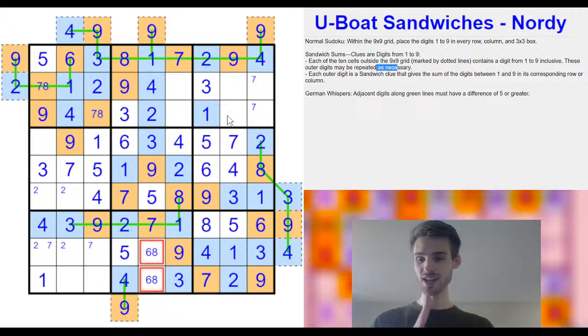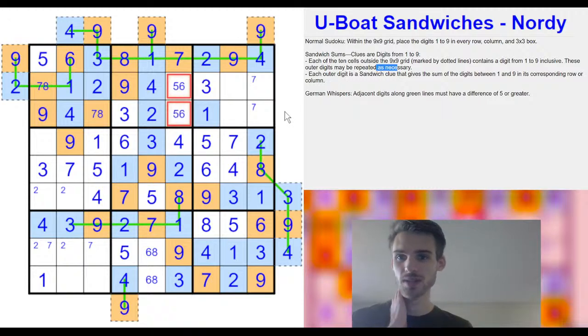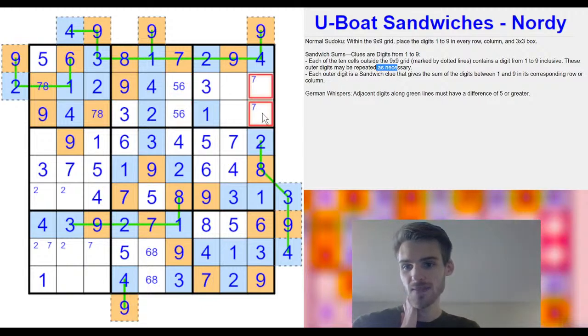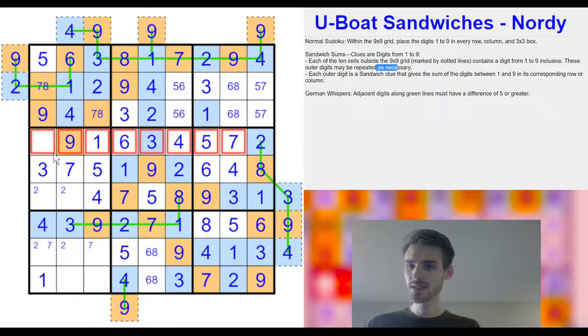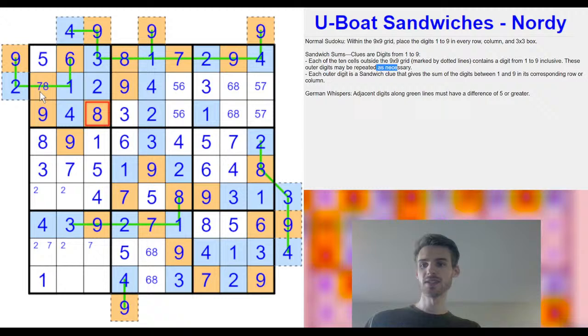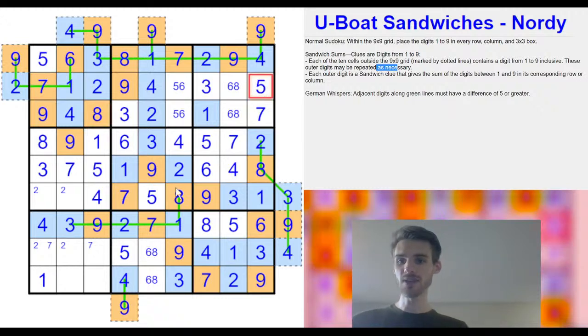It's 5. Yes, I did see that eventually. So this is 5 and 6. Not quite done with that yet. This is going to be a 7 and a 5. And this is going to be an 8 and a 6. For some reason, I was looking at this box and saying, well, we already have a 6. But no, we don't have a 6 yet, but we can place an 8 in that cell, which places the 8 and the 7, which resolves basically everything.